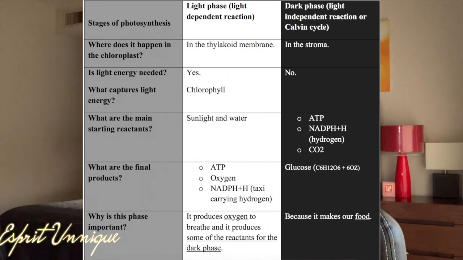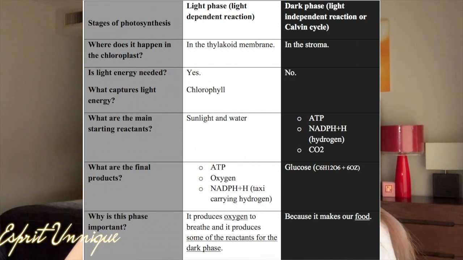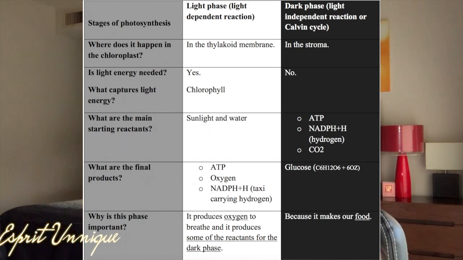Now, as for the dark phase, this is also photosynthesis, and it happens in the dark. Where does it happen? In the stroma. Is light energy needed? Of course not. What are the main reactants? ATP, NADPH plus H, but here is the difference: instead of oxygen, it is carbon dioxide.